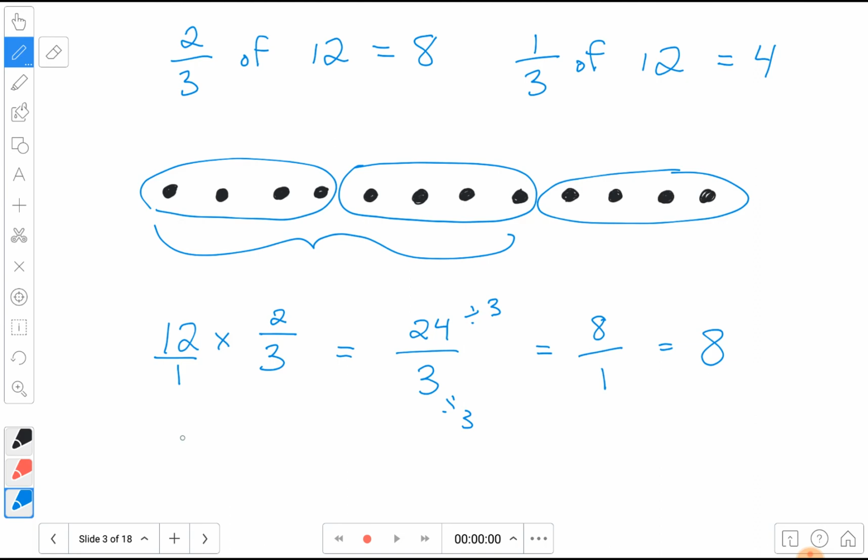Anytime you have a whole number and you're multiplying it by a fraction, you're just going to do the whole number times the numerator, divided by the denominator. 12 times 2 gives you 24, and then 3 is the denominator. And if you can simplify or reduce it, then please go ahead and do so.